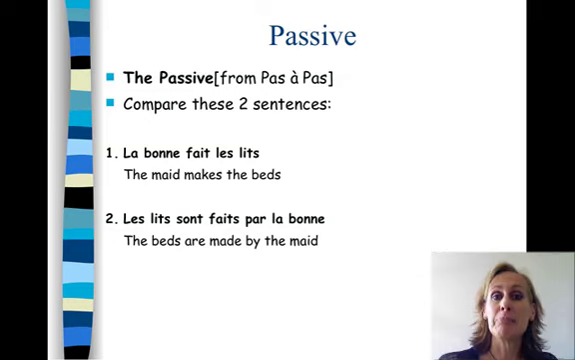First one: La bonne fait les lits. The maid makes the beds. Second: Les lits sont faits par la bonne. The beds are made by the maid.